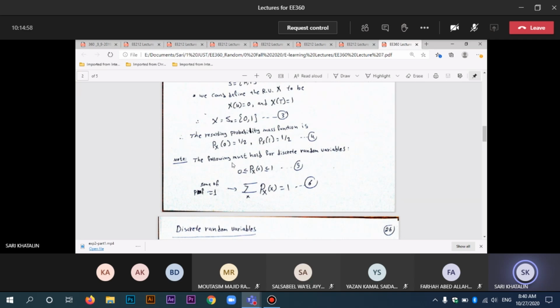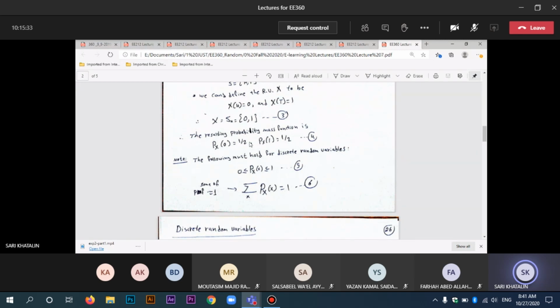A couple of things we need to know, and we already know actually. The following must hold for a discrete random variable. Of course, equation number 5 says the PMF will have to be between 0 and 1. Of course, it's a probability, and we did establish that the probability is between 0 and 1. It cannot be less than 0, and cannot be more than 1. And also, the total PMF for each sample will add up to 1.